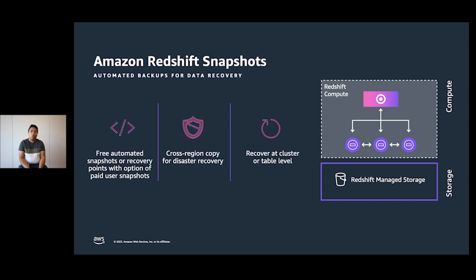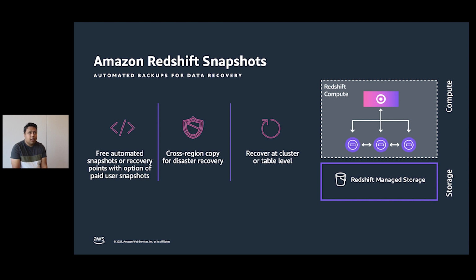Amazon Redshift also offers automated snapshots for provisioned clusters and recovery points for serverless. These are offered at no charge but have limited retention period. Customers also have the option of paid user snapshots that can be retained indefinitely. For disaster recovery purposes, customers can also choose to replicate these snapshots to another AWS region of their choice.